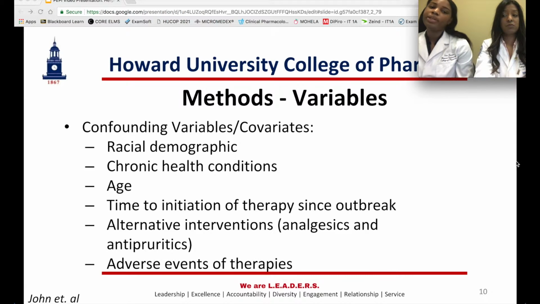So there are also various confounding variables or covariates that were put into consideration: racial demographics, any kind of comorbidities such as chronic health conditions, age, time to start the therapy since the outbreak, alternative interventions such as analgesics and antipruritics or anti-itch medications, and adverse events of therapies.